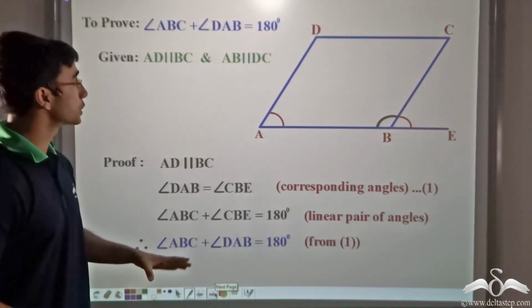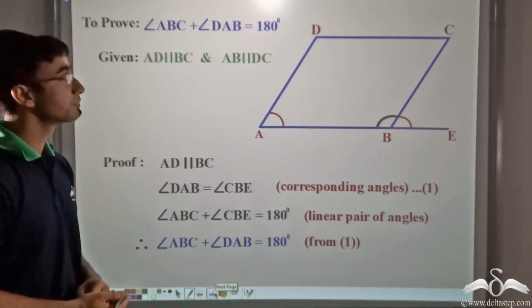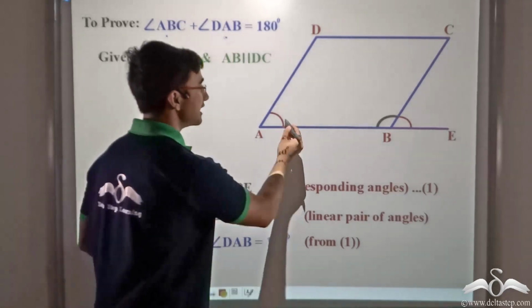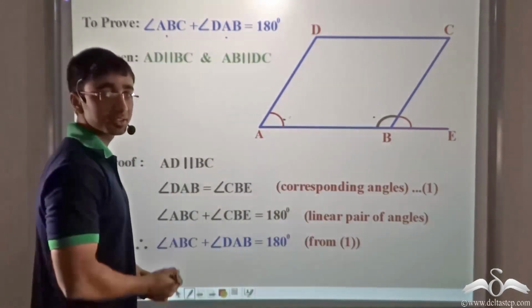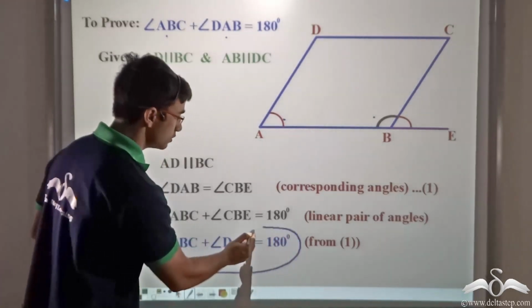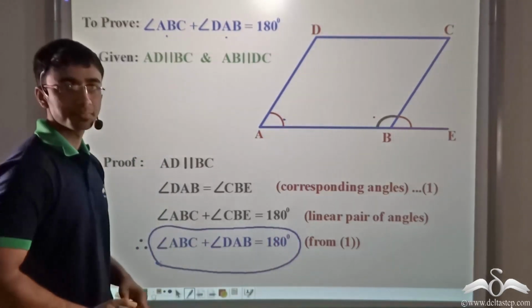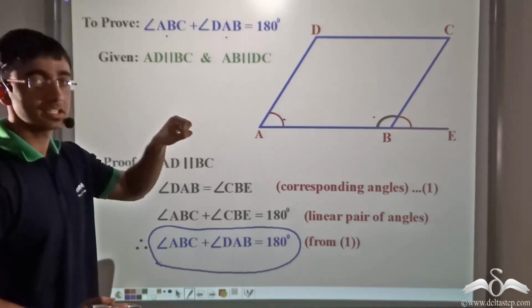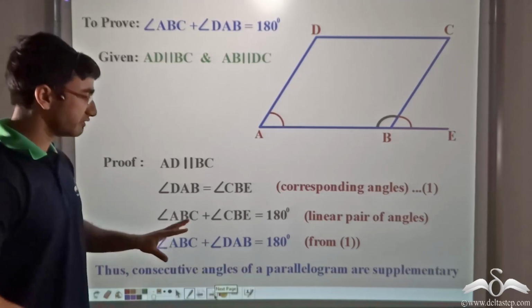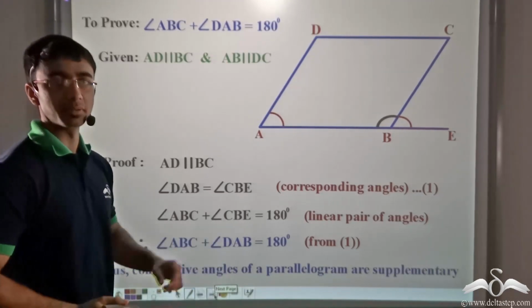This is nothing but what we had originally set out to prove, that angle ABC plus angle DAB, that are consecutive angles for the parallelogram ABCD, the sum of these two angles is equal to 180 degrees. Thus, we have proved this particular property. So, consecutive angles of a parallelogram are supplementary.